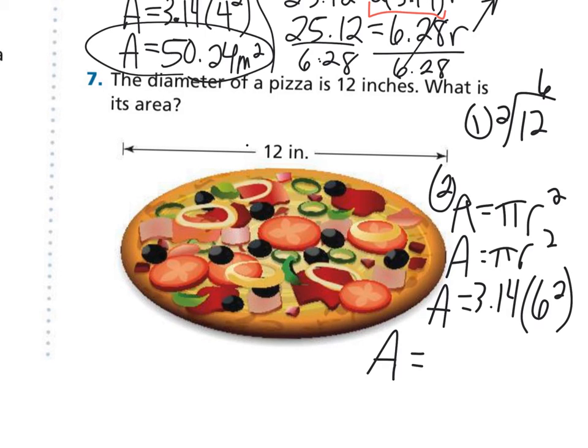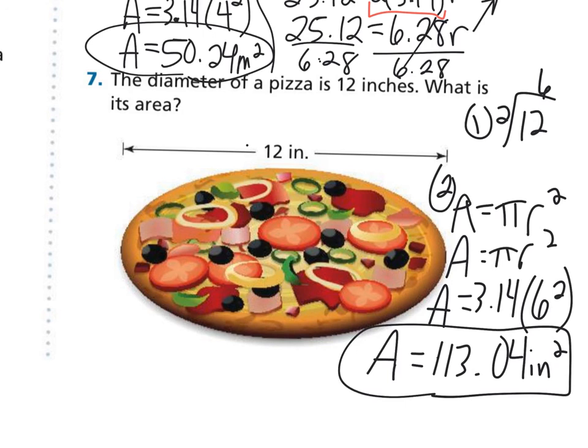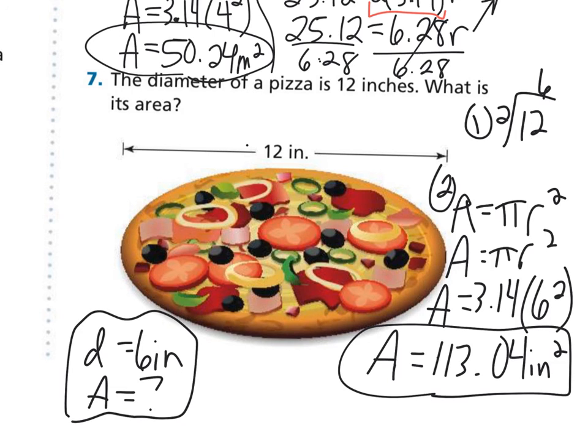Okay. We'll multiply that out. We get an area of 113.04 square inches would be the area of that pizza. So that's a diameter of 12 inches. I want you guys to think about if we had a pizza with a diameter of 6 inches, what its area would be.